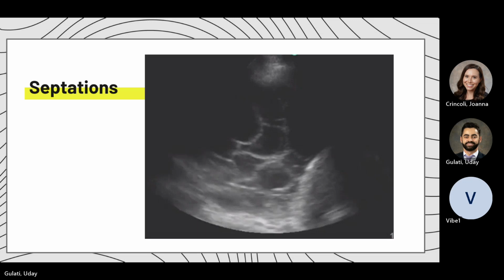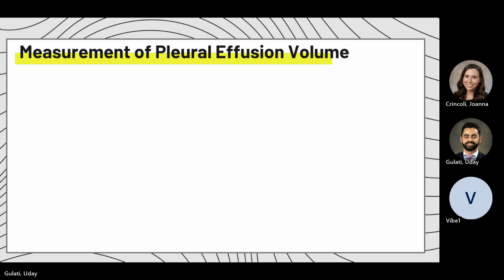This is what we talked about, those septations. So this is a pleural effusion with all these lines in there. It's really suggestive of an empyema. I'm sure you guys have all seen this before.